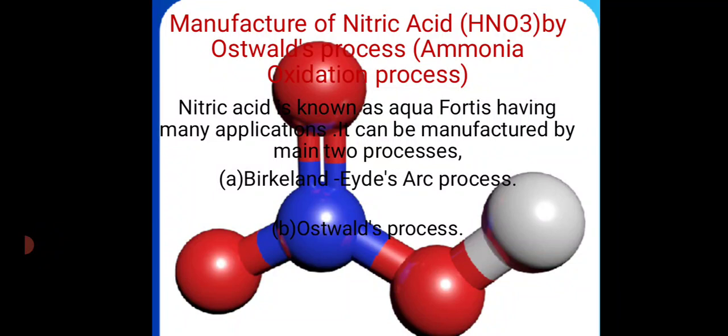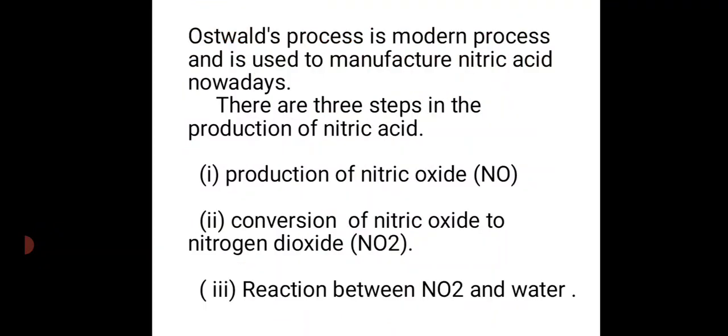It can be manufactured by two main processes. First, the Birkeland arc process, and second, the Ostwald process. Today we will discuss the Ostwald process for the manufacturing of nitric acid. The Ostwald process is a modern process and is used to manufacture nitric acid nowadays. There are three steps in the production of nitric acid.